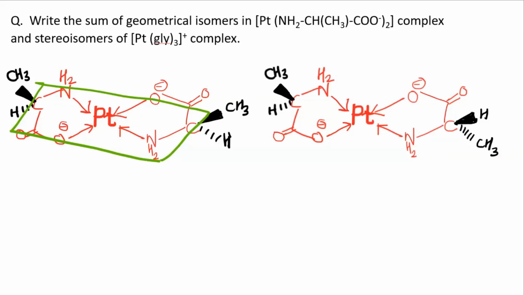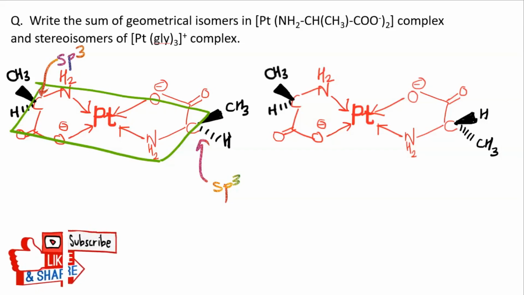So this CH3, since this carbon is sp3, and this carbon is also sp3, this CH3 can go up, and this CH3 can also go up. Since both CH3 are on the same side, we will take it as cis.